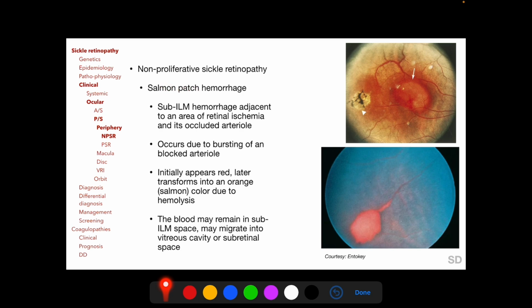Salmon patch hemorrhages, as seen here in these two clinical photographs, are subinternal limiting membrane hemorrhages adjacent to an area of retinal ischemia and its occluded arteriole, and are said to occur from bursting of the occluded arteriole. It initially appears red but later transforms into an orange or salmon color due to hemolysis, as seen here in this clinical photograph. The blood in the sub-ILM space may remain in the sub-ILM space or may migrate into the vitreous cavity or the subretinal space.